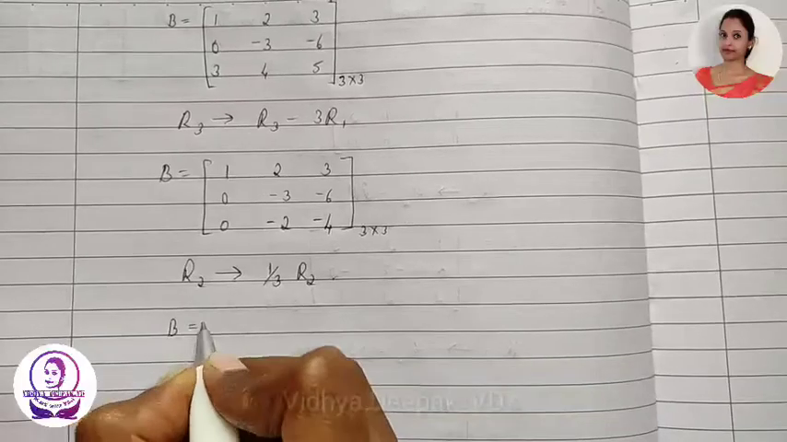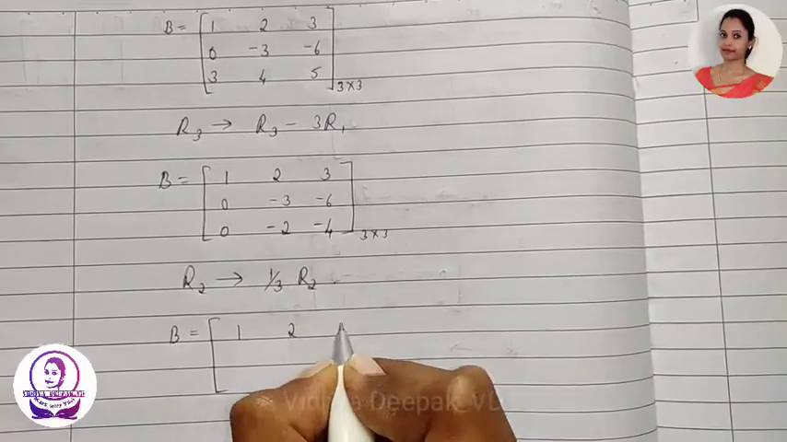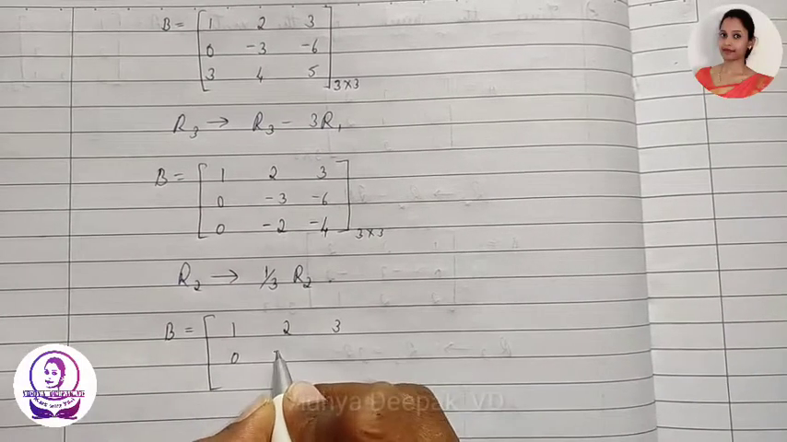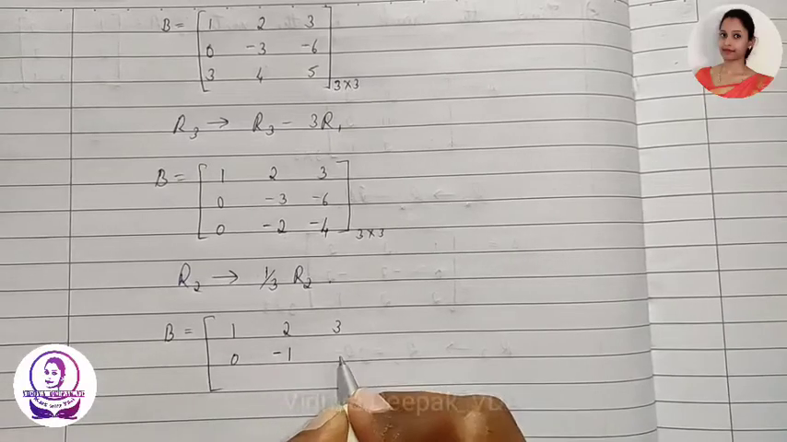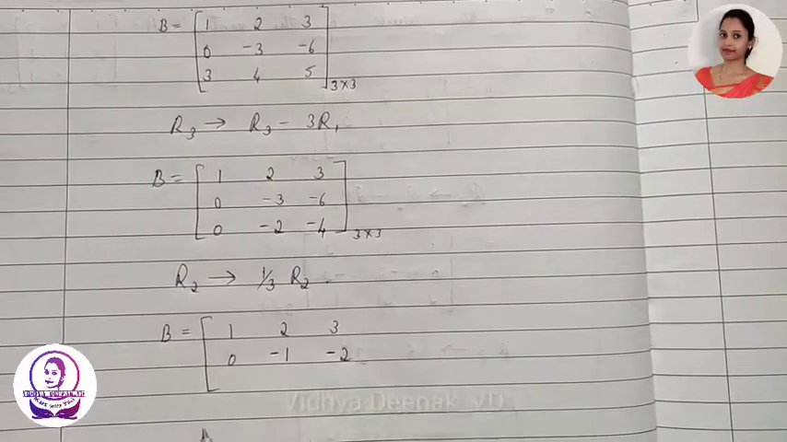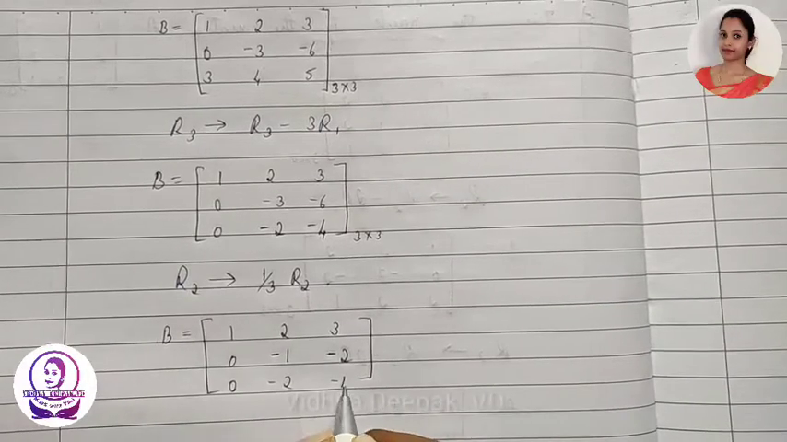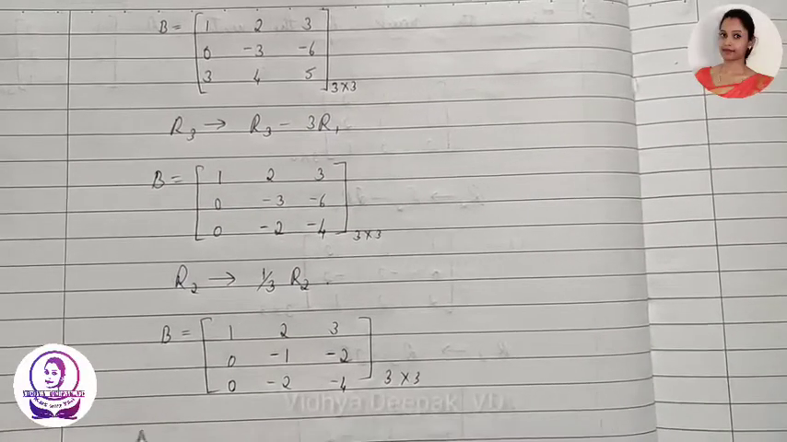We have 1, 2, 3. 0 by 3 is 0. Minus 3 by 3 is minus 1. Minus 6 by 3 is minus 2. Right? 0, minus 2, minus 4. This is a 3 cross 3 matrix.